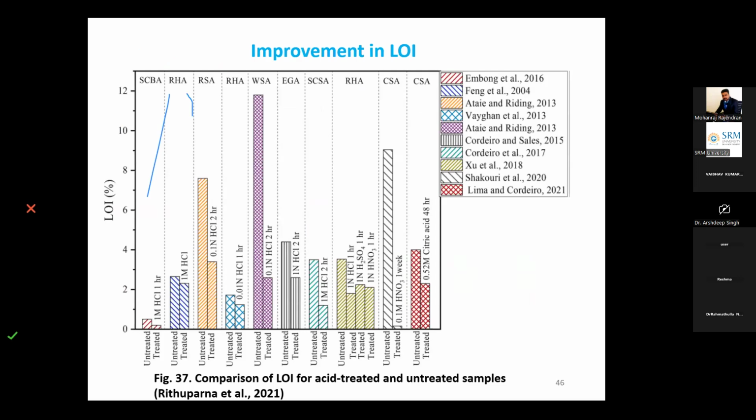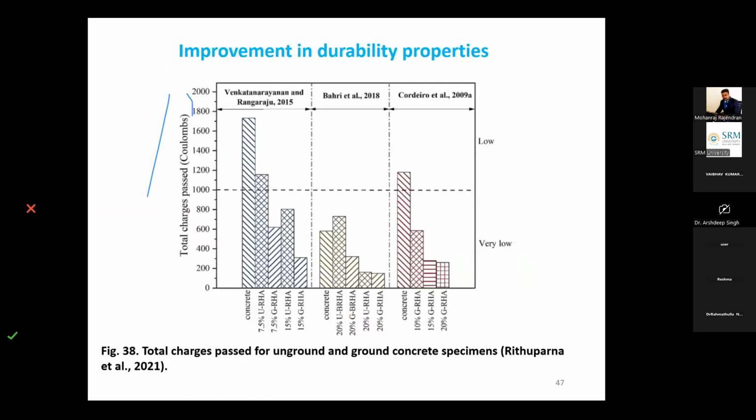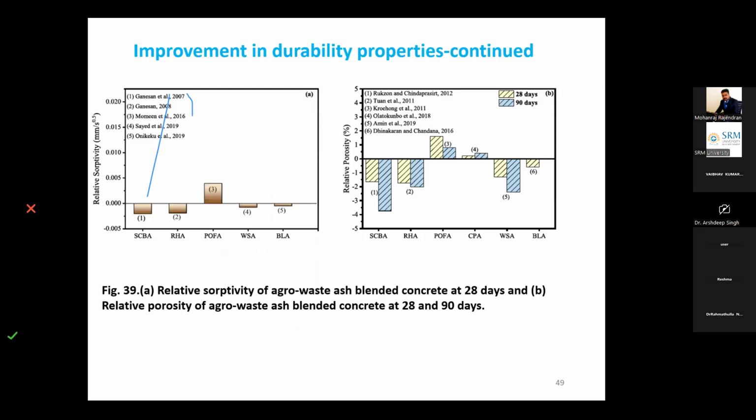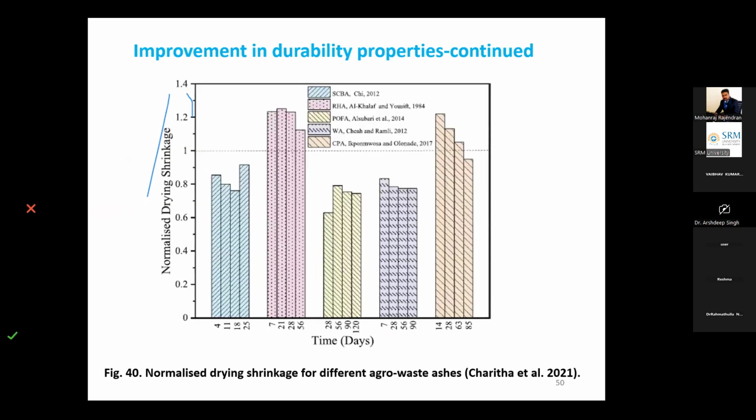We can see here that acid treated and untreated samples have a huge difference in terms of loss on ignition in the laboratory. So there is improvement in durability properties, like the total charge passed when the RCPT test was performed was significantly reduced. Then we have other durability properties for the optimal replacement level for different ashes. Similarly, we can see here the relative sorptivity value of the agro waste ash blended concrete was reduced. We can say that improvement in drying shrinkage was observed when the agro waste ashes were used.